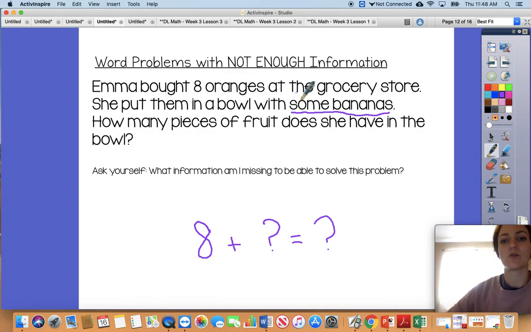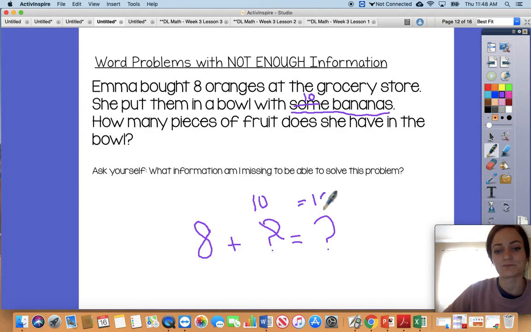So Emma bought 8 oranges at the grocery store. She put them in a bowl with, I'm going to say, 10 bananas. Okay, how many pieces of fruit does she have in the bowl? So now I can cross this out and I can say 10, 8 plus 10 is 18. Okay, they did not give you enough information. If you didn't come up with your own number, you would not be able to solve that problem because there wasn't enough information to do it on your own.